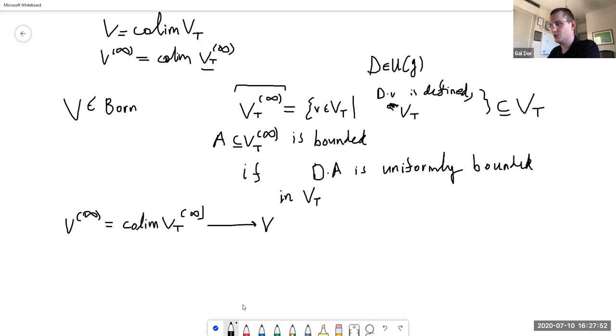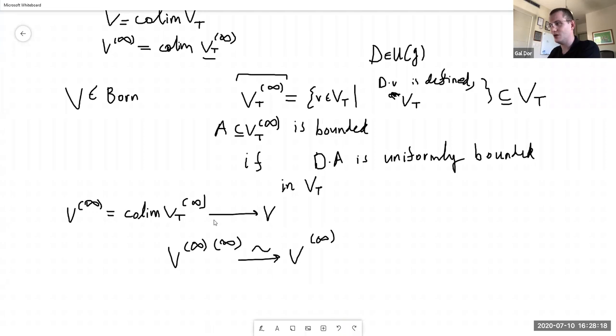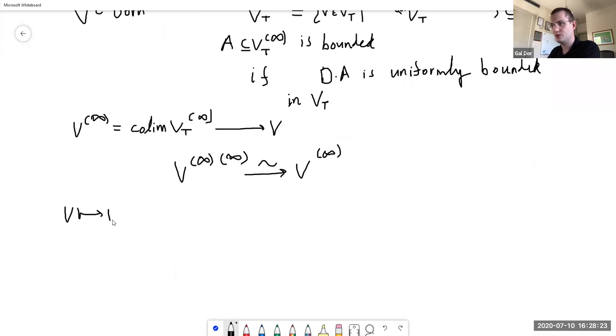It's not immediately clear, but it is still true that the natural map from the Gårding space of the Gårding space to the Gårding space is an isomorphism. So the Gårding space is already smooth. And in fact, V maps to V infinity defines a colocalization, and the essential image of this functor is what we call smooth representations.